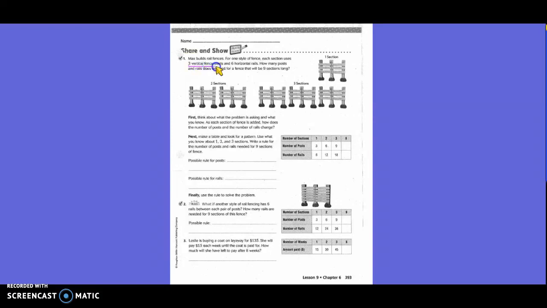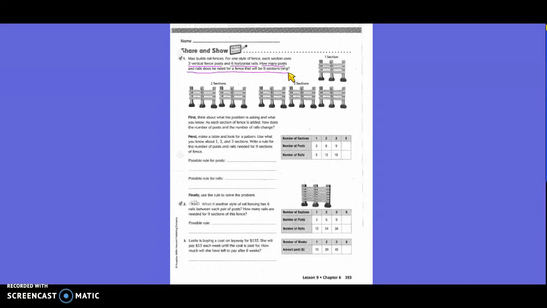So 3 vertical fence posts, 6 horizontal rails. How many posts and rails does he need for a fence? There'll be 9 sections long. Okay? And they gave us kind of a graphic even for this one, right? A picture that you guys can kind of look at to mentally see it.